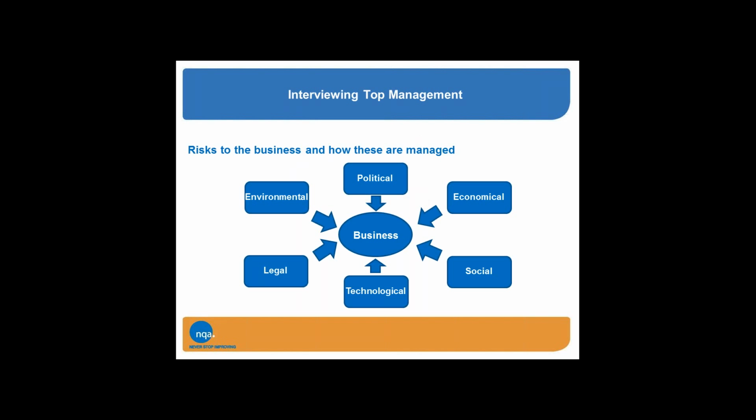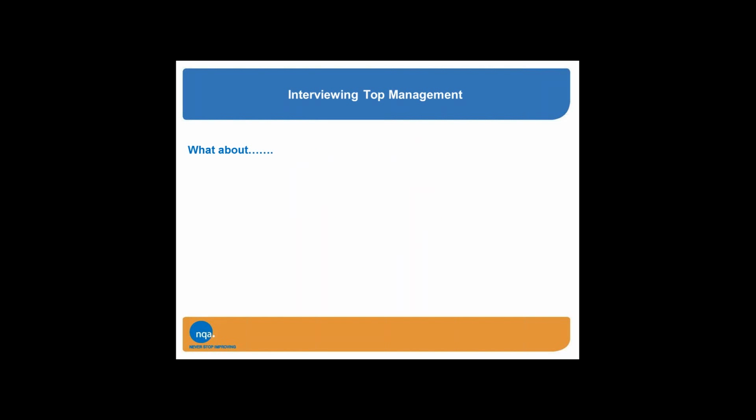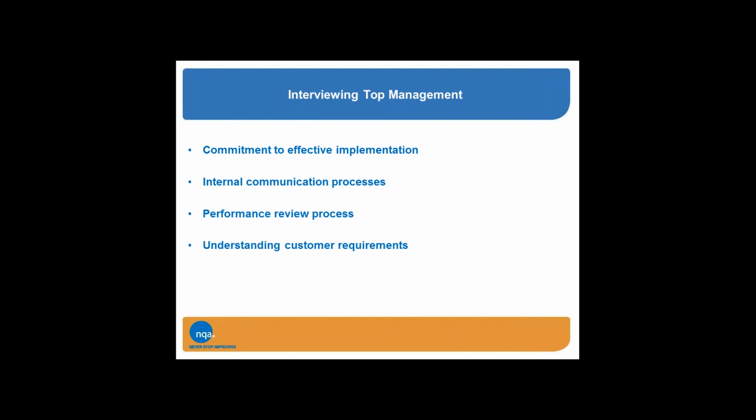Ask how this is being done. Perhaps recommend utilising a PESTLE analysis, for example, if this has not already been considered. Also, the organisation needs to consider its internal context. So ask about the organisation's values, its culture, the knowledge within the organisation, and the overall performance of the organisation. Also ask about the commitment to effective implementation, internal communication processes, the performance review process, and the understanding of customer requirements.